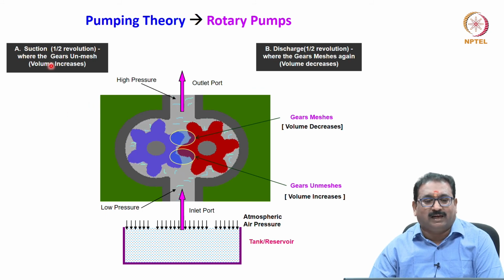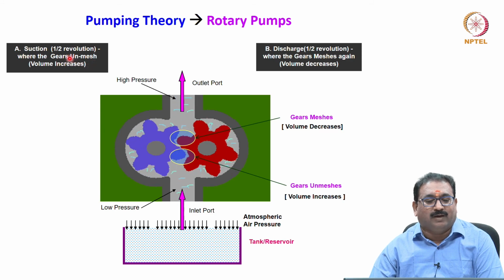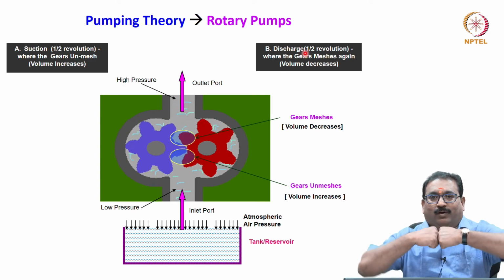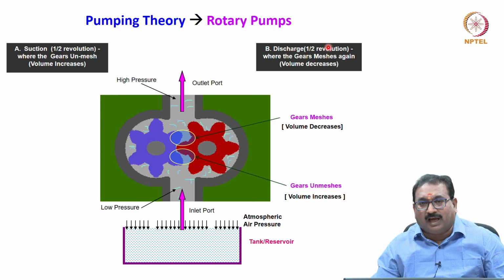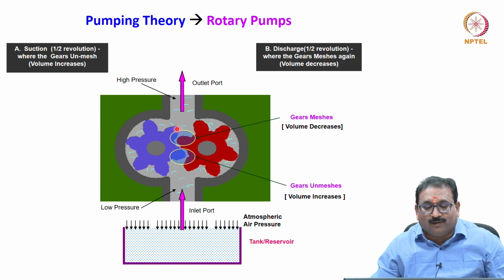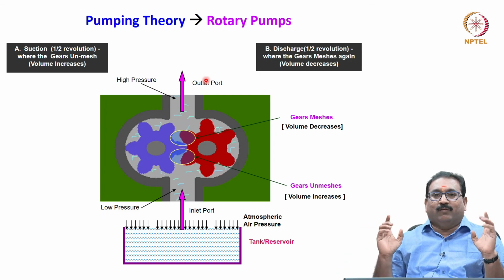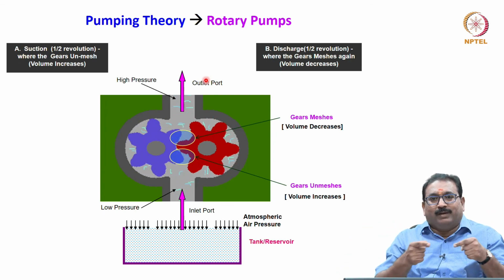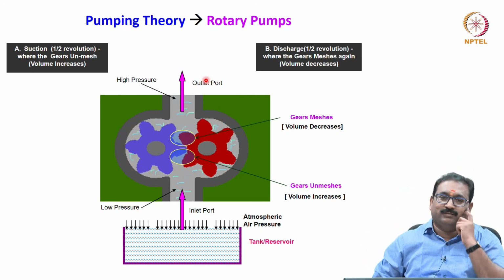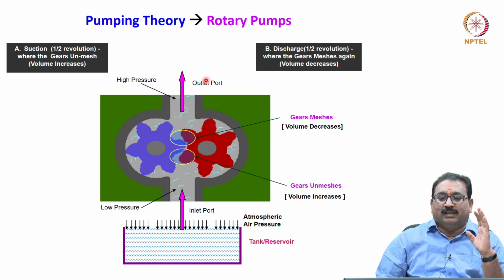One cycle means, as I have told you, suction takes place in half a revolution, where the gear teeth unmesh and the volume increases. The discharge is the other half revolution, where the gear teeth mesh again, meaning it will force out the fluid from the outlet. Again, friends, one cycle means one complete rotation: half rotation sucking, another half rotation discharging. This is what you can call the pumping theory observed in rotary pumps.